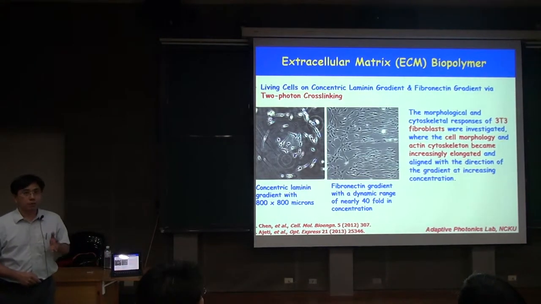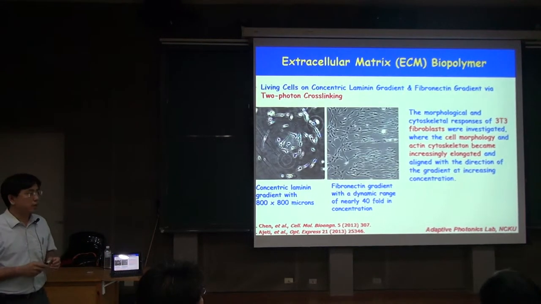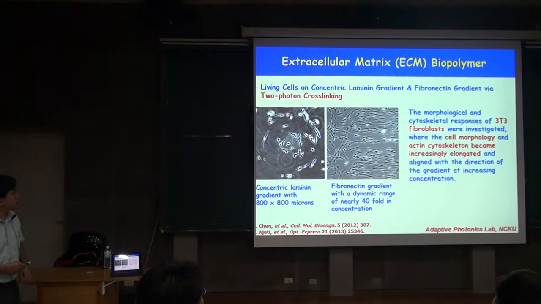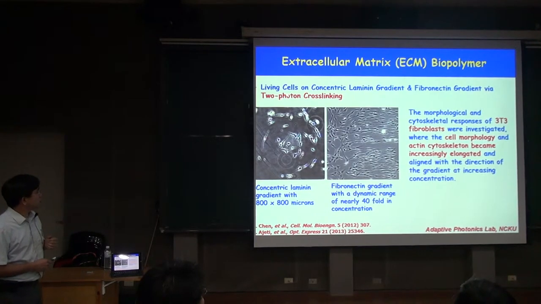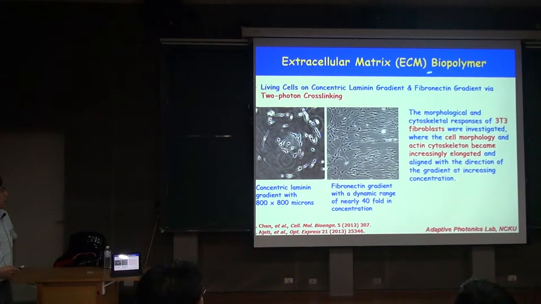Not just for the monomer, but polarization for the 3D structure. Here we use BSA, laminin, or fibronectin. You can use two-photon cross-linking to create the structure, the extracellular matrix, the biopolymer for the living cell. Here we show that we use the laser to fabricate a concentration gradient laminin structure.